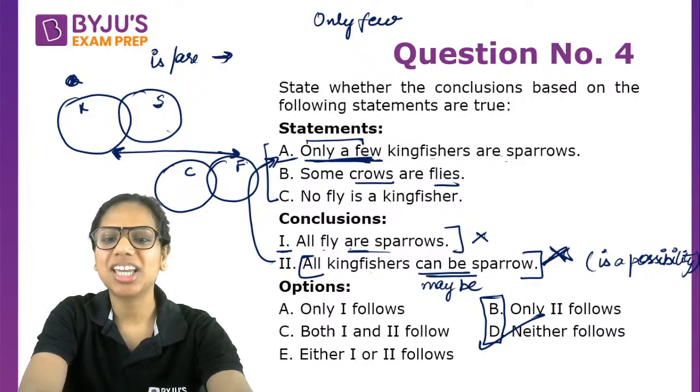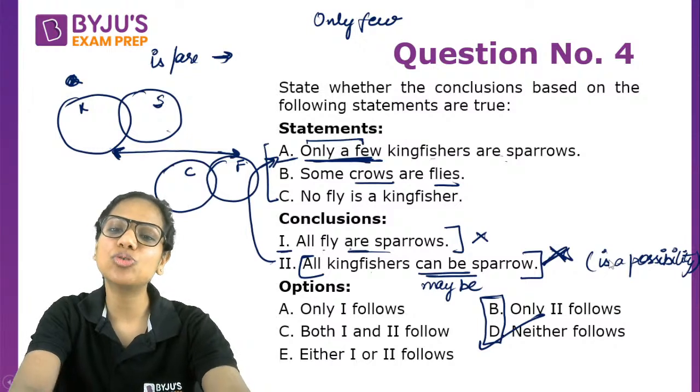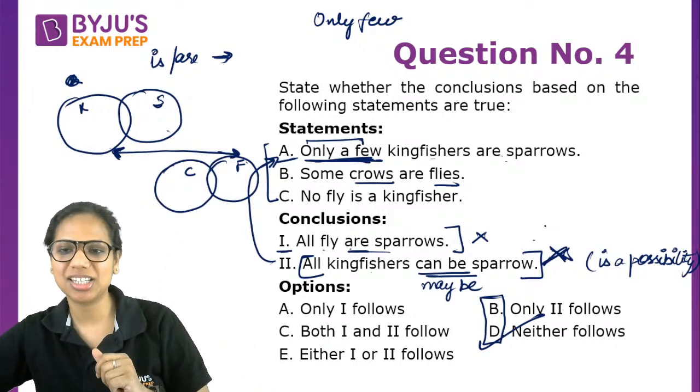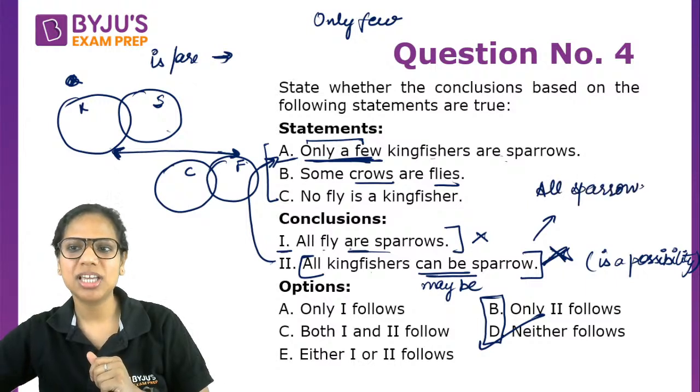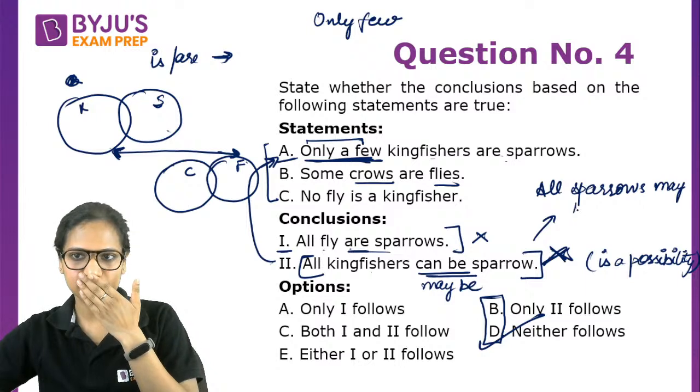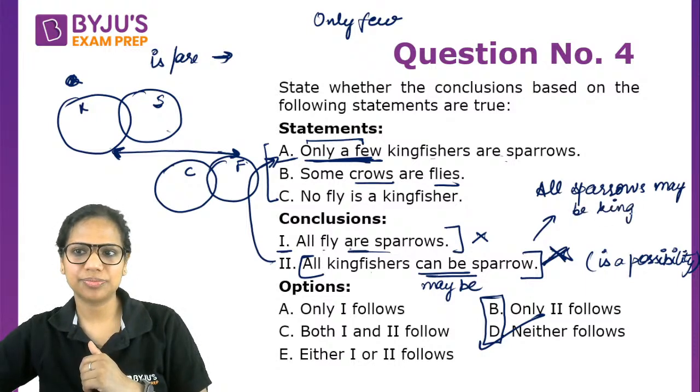No, Shailesh, it cannot. Acha, you're saying all sparrows can be kingfishers. Okay, okay. Let's take this. Interesting. All sparrows may be kingfisher.